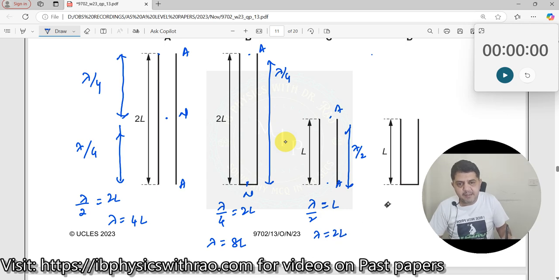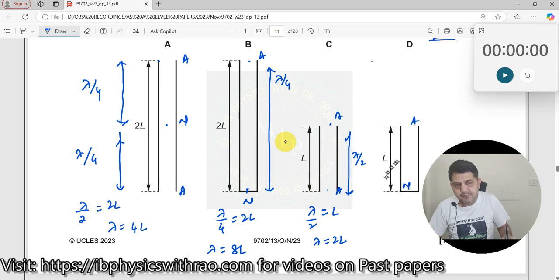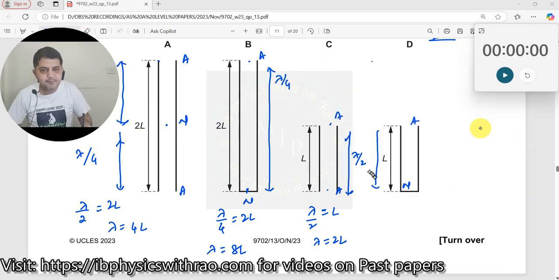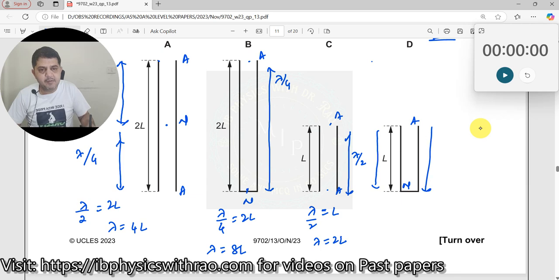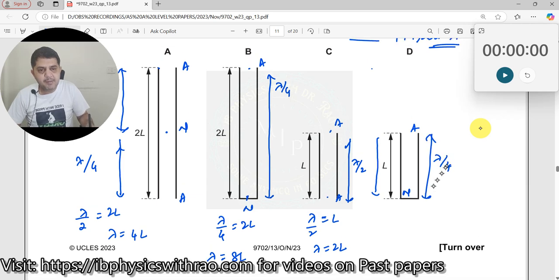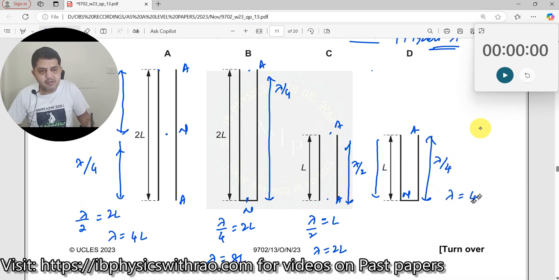And if I do this one here, this will now become antinode, this will become node. So this distance here, let me write it down here. Let me move my picture, put it over here. So this distance over here would be equal to lambda by 4, or lambda should be equal to 4L.